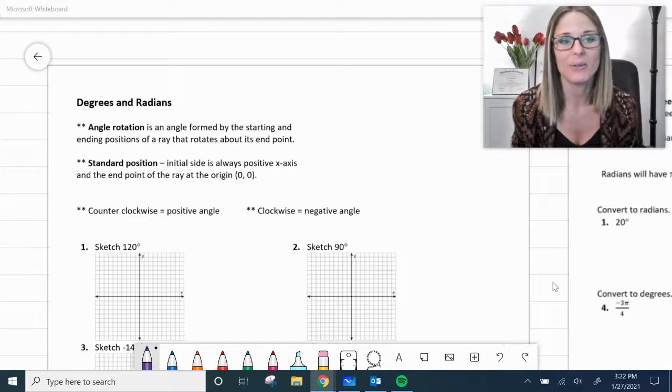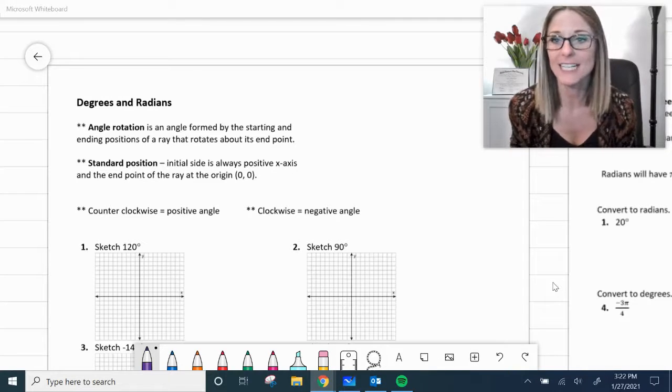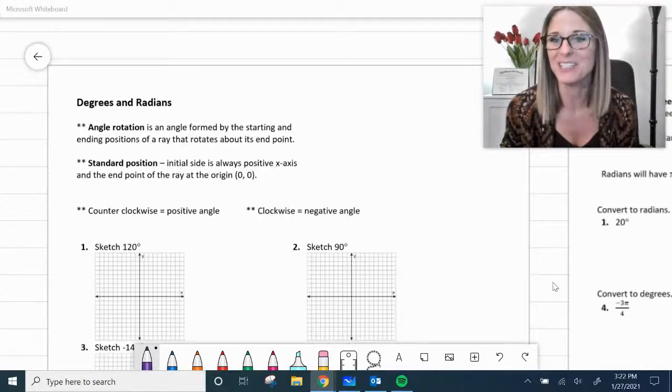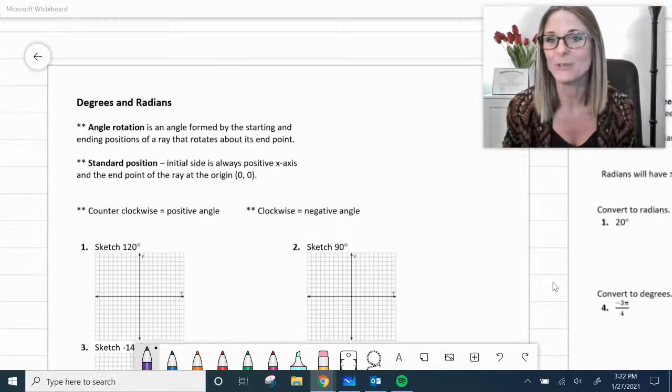Hey guys, so we are going to go over degrees and radians today. We are starting to switch gears and we're going to go into more of our geometry type of standards in Algebra 2, but don't worry. I think we are going to be fine. A lot of you were in geometry last year and school shut down in March and April, and so you might be a little nervous as we head into these geometry standards, but I think we're going to be fine.